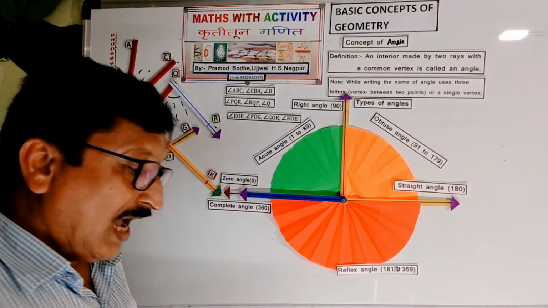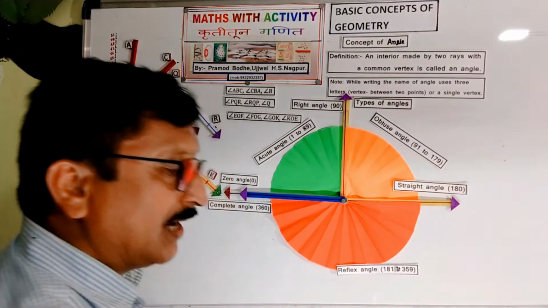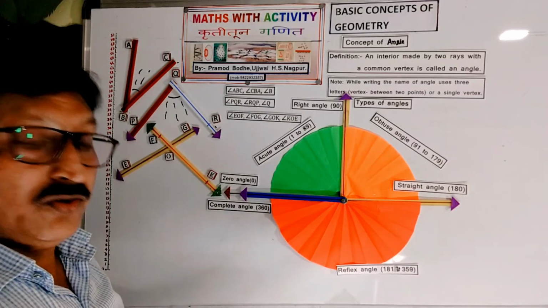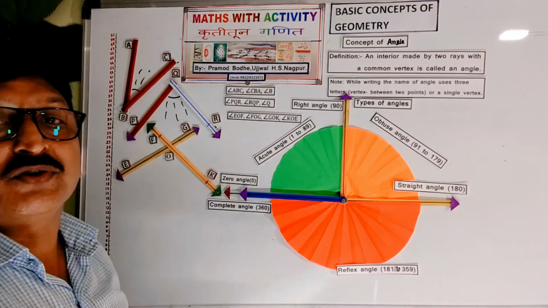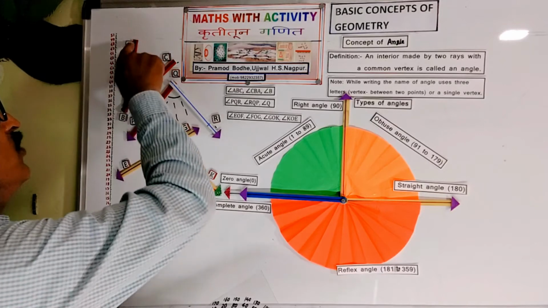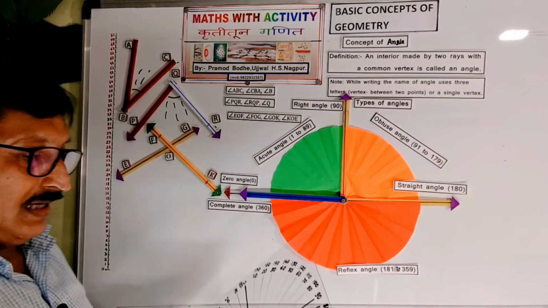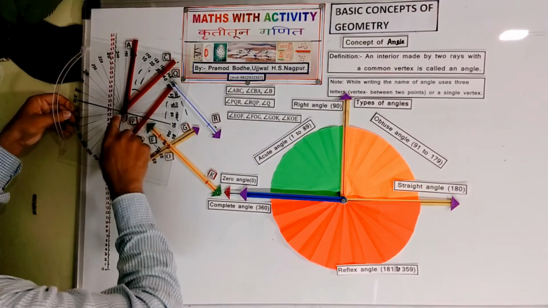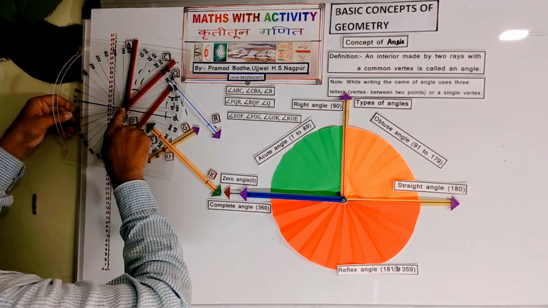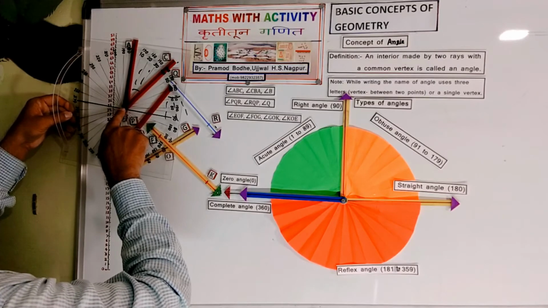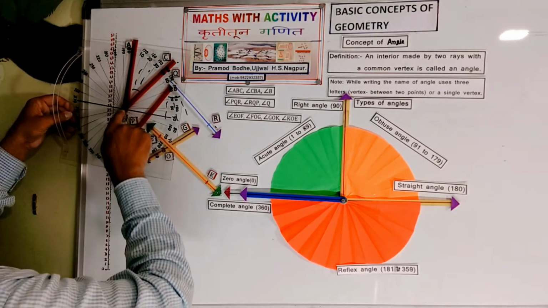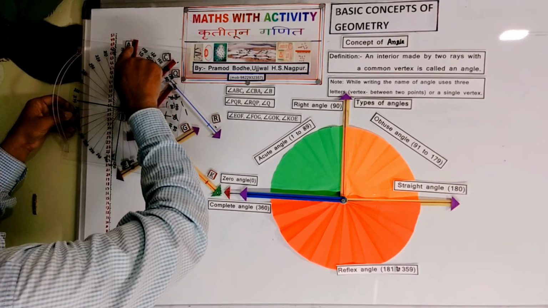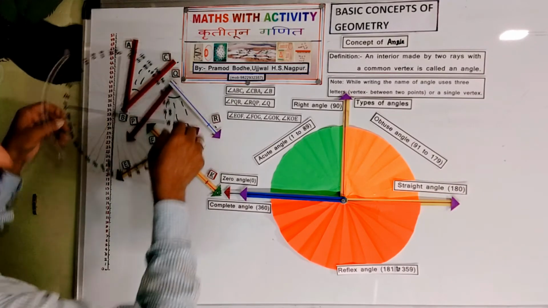Well students, how to measure an angle? With the help of the protractor you can measure the angle. What you have to do? You have to coincide the center of the protractor with the vertex and coincide both the arms. Let us see how to measure the angle. You have to coincide the center of this protractor with the vertex of the angle. Now see, one arm is at 0 and the other arm goes to 40, and therefore the measure of this angle is 40 degrees.